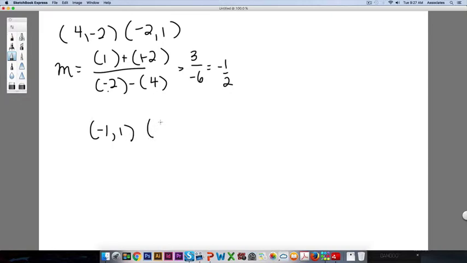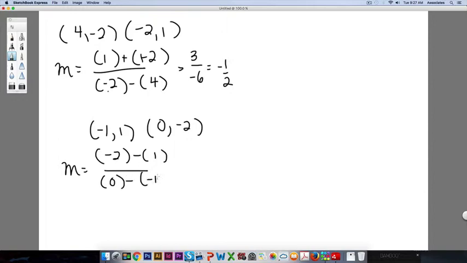and the point (0, -2). And I want to find the slope. So it's the second y minus the first y over the second x minus the first x. So I get -3 over two negatives make a positive, that's 1, so the slope is -3.